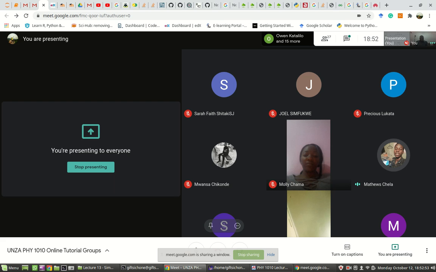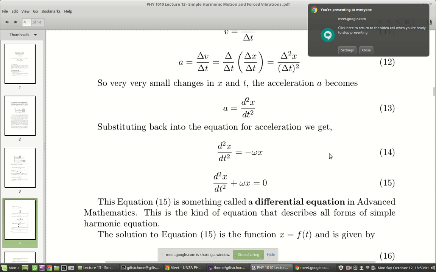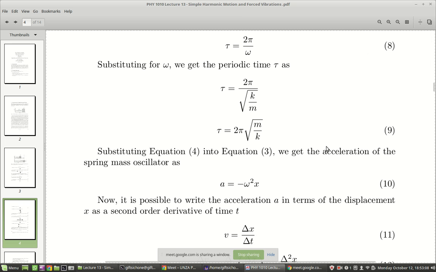If you substitute equation number 13 in equation number 10, you end up getting equation number 14. Then this negative part of equation number 14, you bring it to the other side, and you end up getting this equation. And this equation is a differential equation.